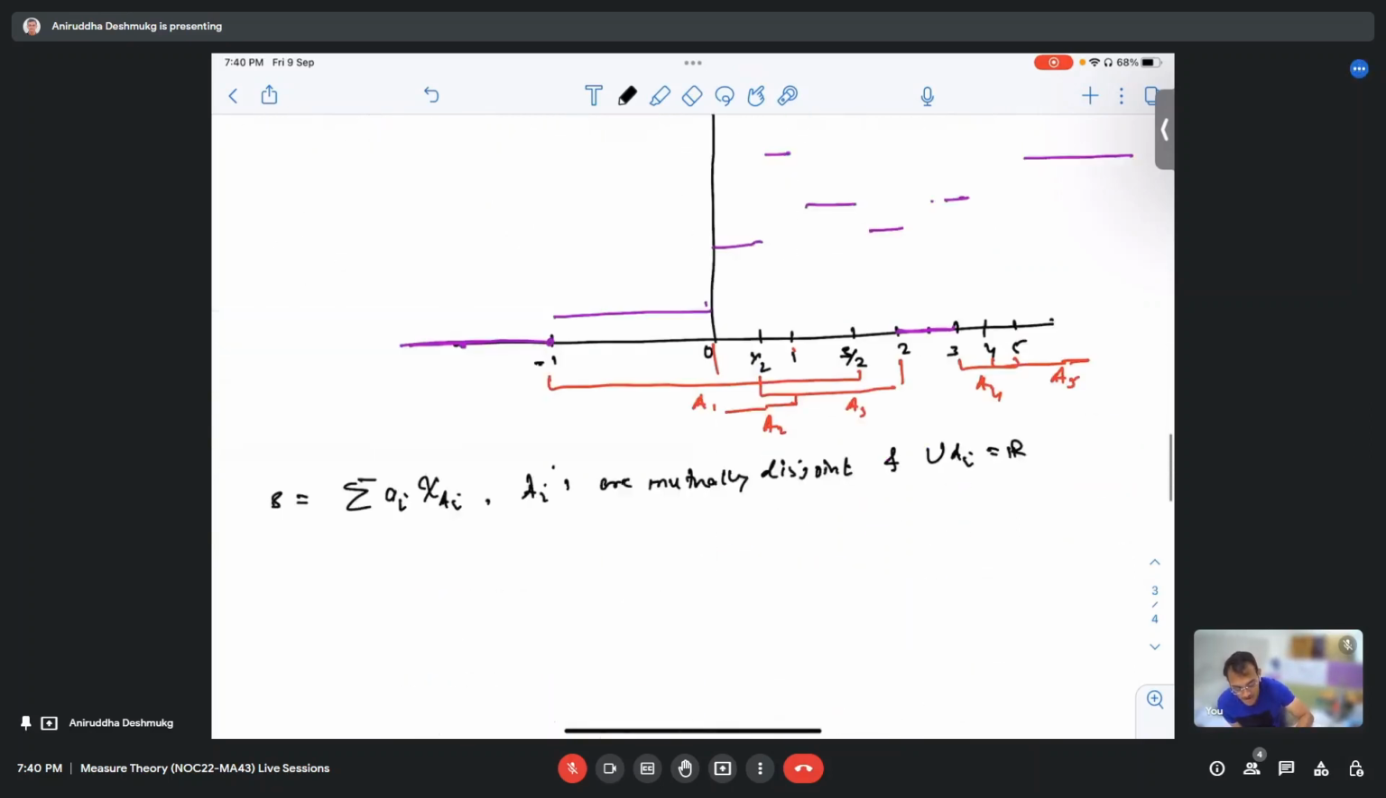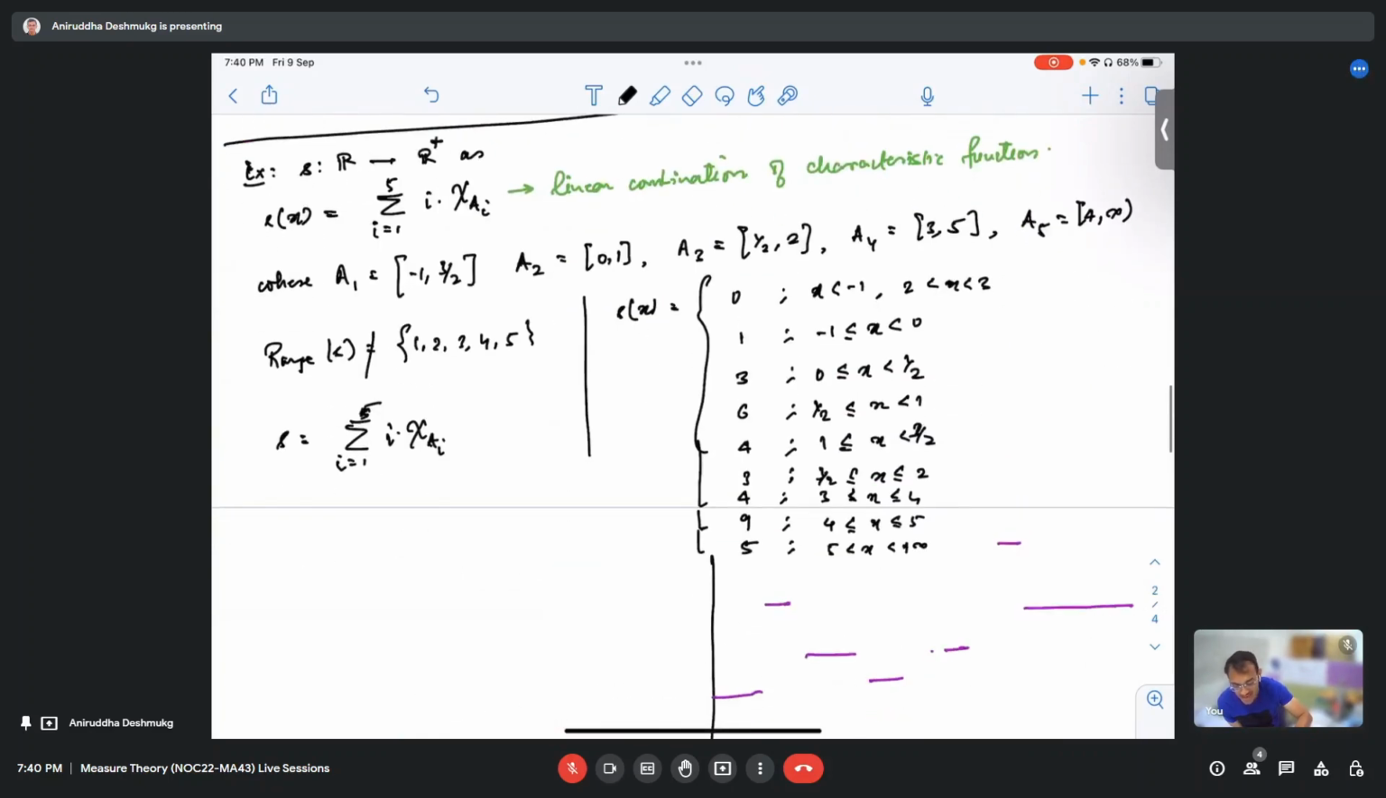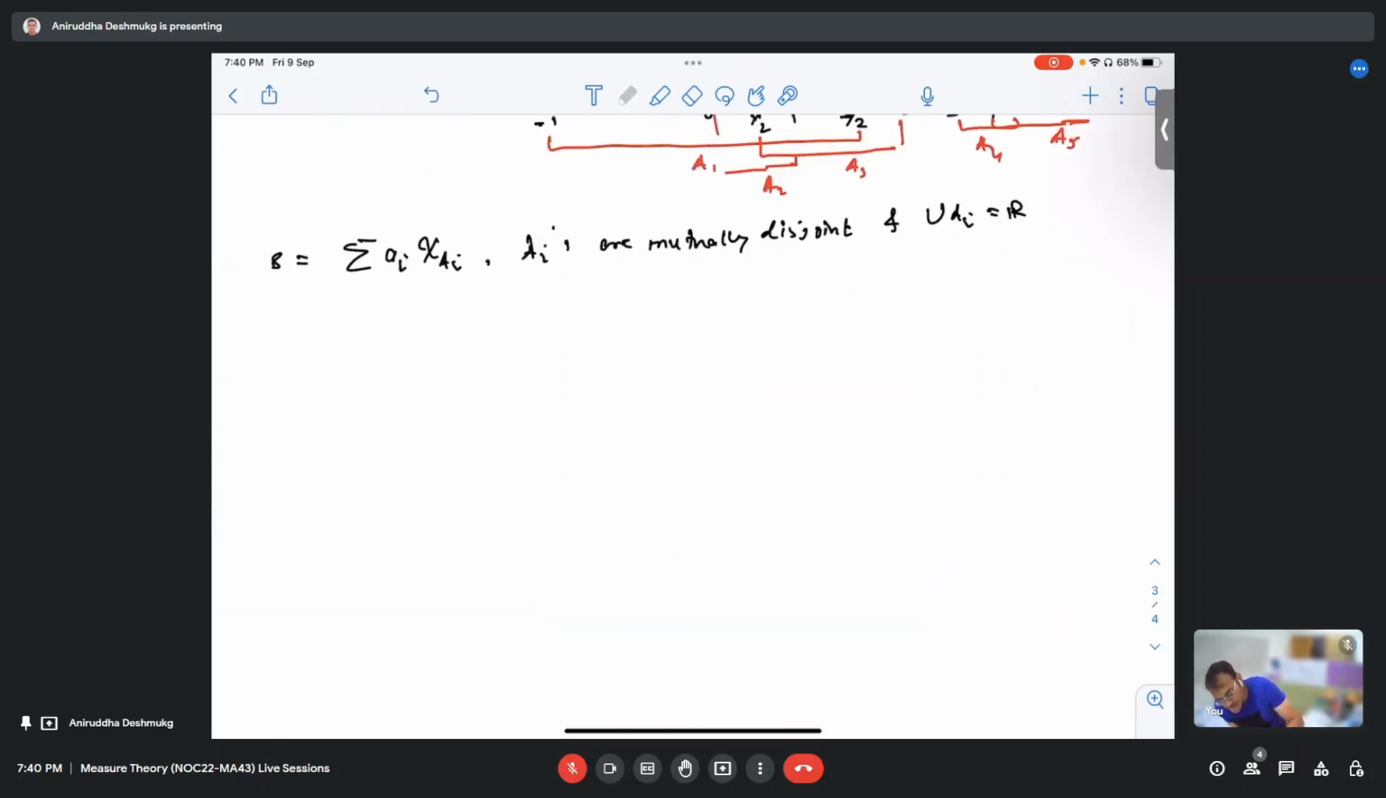So this was just for giving an intuition that a linear combination of characteristic functions can be broken down as a simple function. But how to prove it? That any linear combination can be done so. So let us try to do that now.